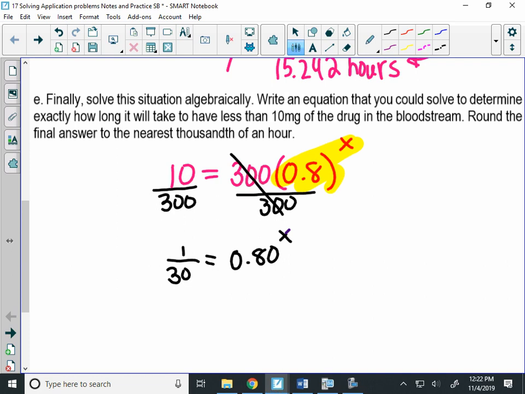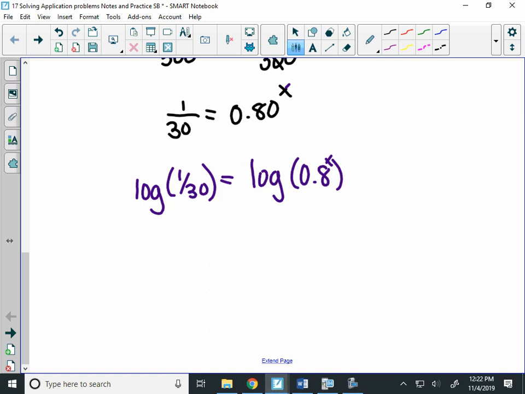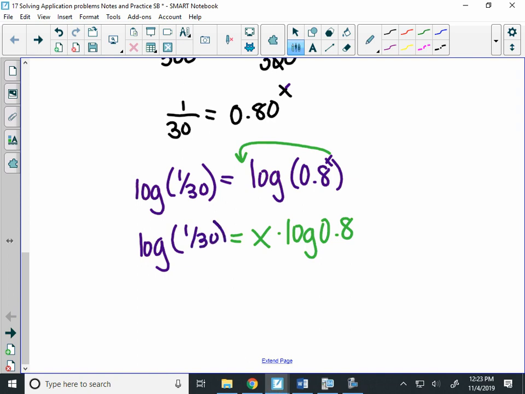Natural log or common log here? Ooh, is there an E? Common log. So we're just going to write log of 1 over 30. And I'll do it the long way for this one. I'll write log of 0.8 to the x. Now remember, what logarithm law do we have? What happens to this exponent when I take the log? It goes in front. So what this really is x times log of 0.8. And remember, you can skip to that step if you want, but I wrote it out this time. Equals log of 1 over 30.